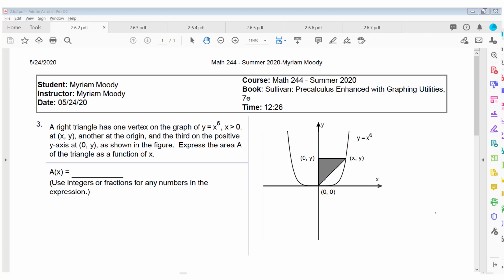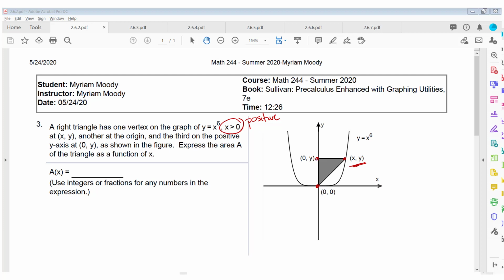So it says a right triangle has one vertex on the graph of y equals x to the power of 6, where x is greater than 0. So remember, when they say x is greater than 0, that means basically I'm dealing with a positive number. A right triangle has one vertex on the graph of y equals x to the 6th at the point xy. Okay, so here's where we're speaking about. And another is at the origin. And then a third one is on the positive x-axis. Cool? And they would like us to find the area of the triangle.